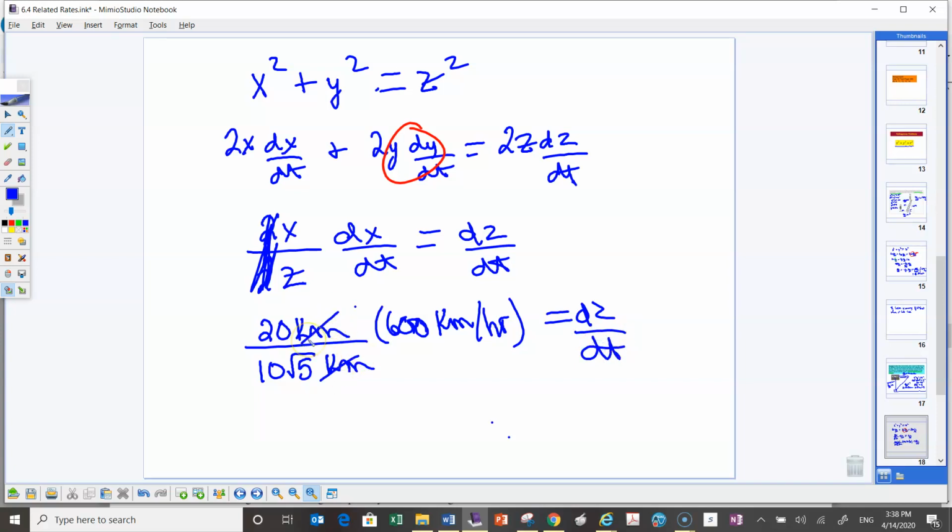So our kilometers cancel out. So 600 times 20 divided by 10 square root 5. And this works out to be 536.656 kilometers per hour is dz/dt. So you would write your statement that the rate of change between the school and the plane is 536.656 kilometers per hour.